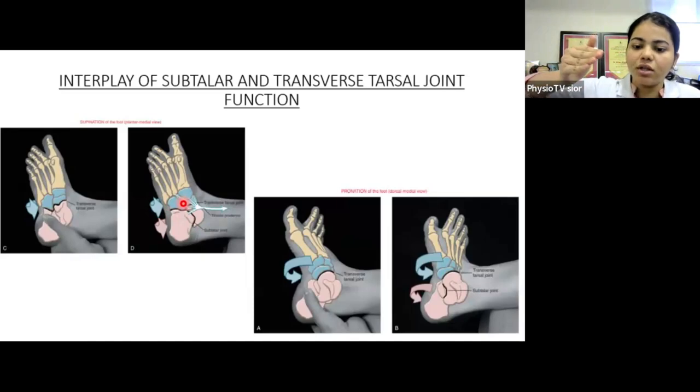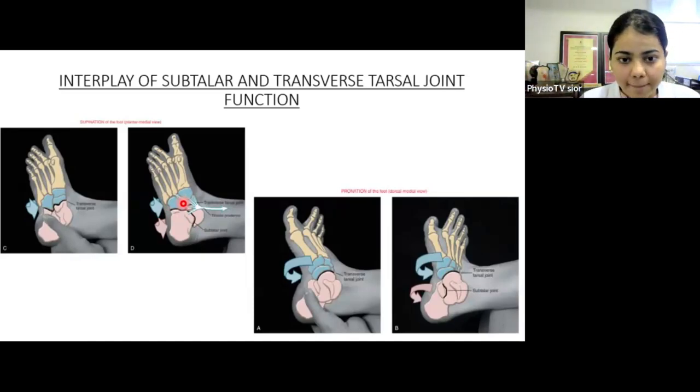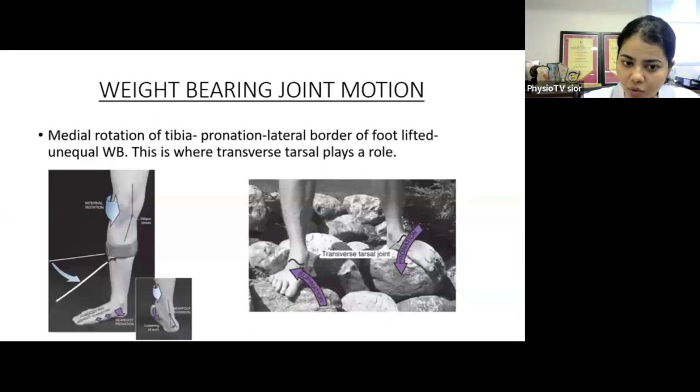And in pronation, the opposite is going to happen because of the pull of the peroneus longus. So in my supination, my tibialis posterior is the prime muscle, which is going to raise the medial longitudinal arch. And in pronation, it's going to be my peroneus longus which gives the pull. As compared to this, weight-bearing motion is relatively different.